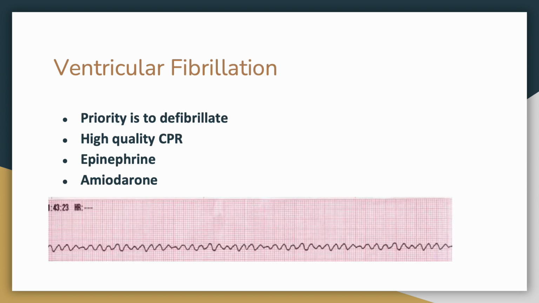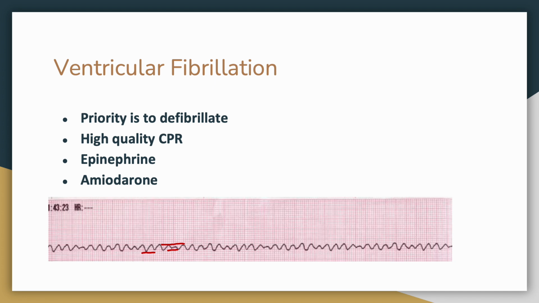Okay, so VFib. Now you see the difference? You can't really count this. It's not regular. See how it waxes and wanes here? Right? Because it looks high here and then it's getting low. So your priority is to defibrillate.